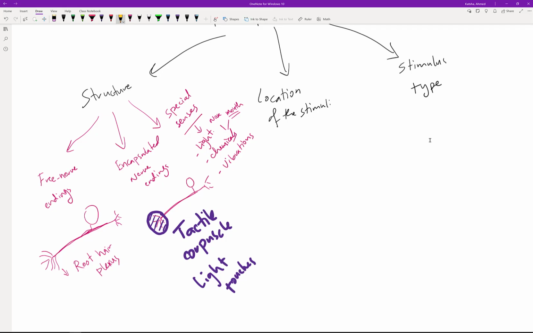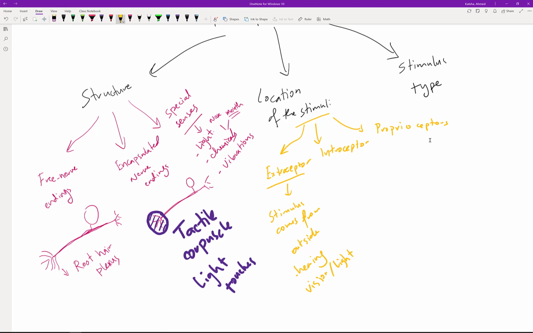Then we have the second way to classify those receptors, based on the location of the stimuli. Those could also be classified into one of 3 groups. The first one is called exteroceptors, the second interoceptors, and the third proprioceptors. Exteroceptors means the stimulus comes from outside. Like what? Like hearing, for example, sounds, or vision, that's light. Those are receptors for stimuli coming from outside the body.